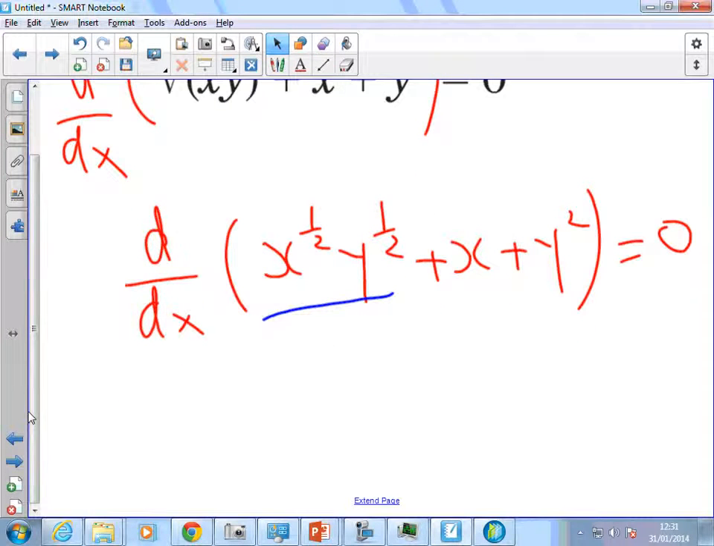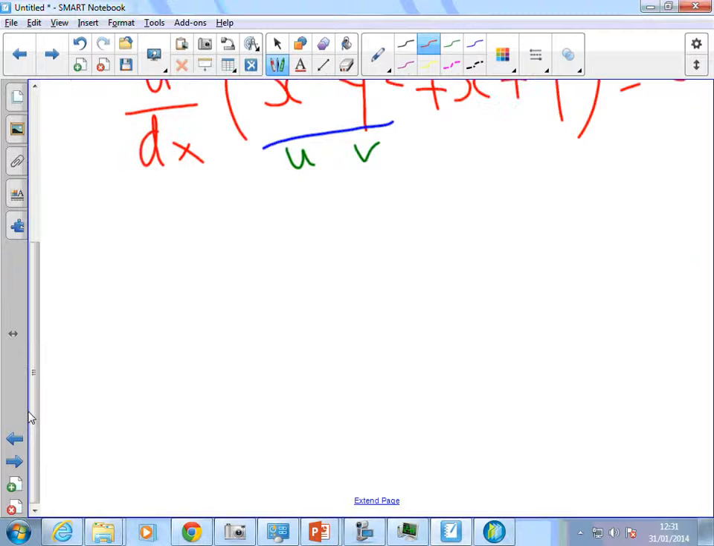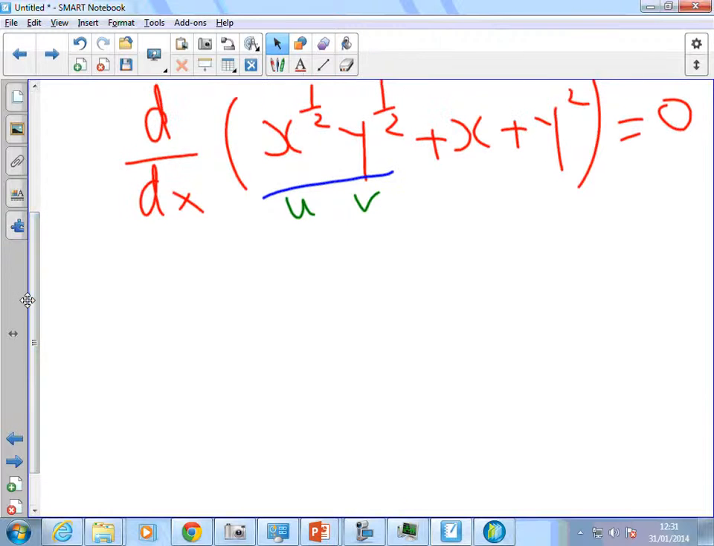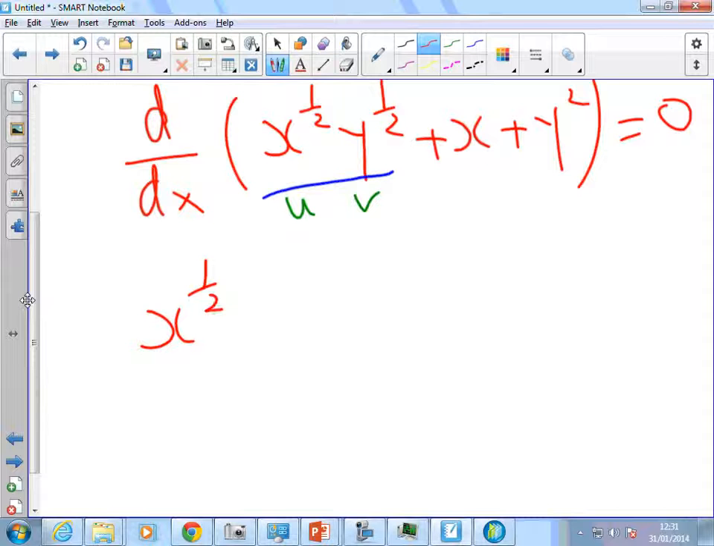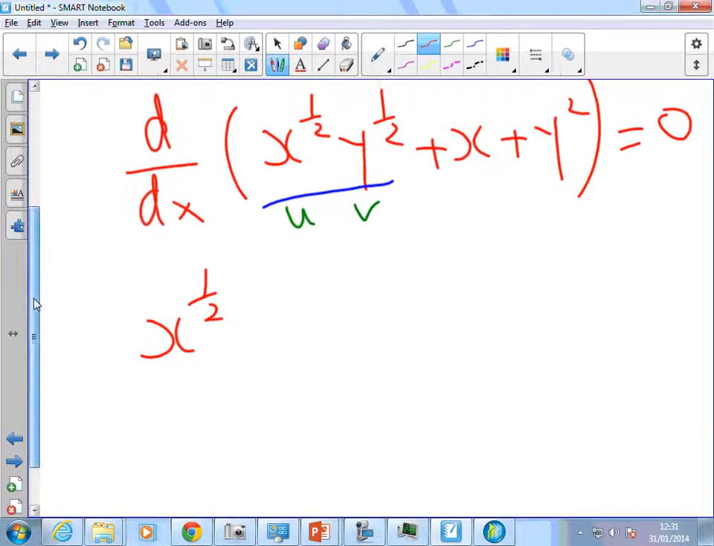So we take d by dx of each term, and the first term is a product of x and y, or here x to the half, y to the half. But we use the usual rule of differentiating the product. It's u, the first one, and v is the second one. So it's u dv by dx. So it's x to the power of a half dv by dx. Now here we have to be careful.